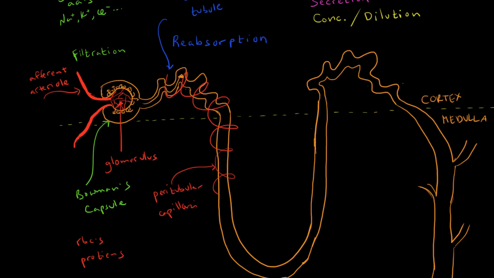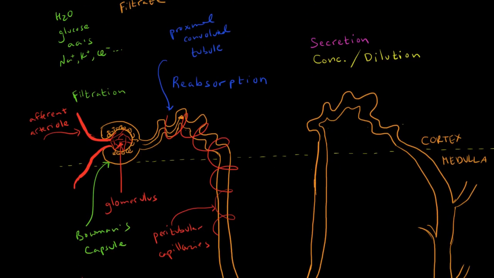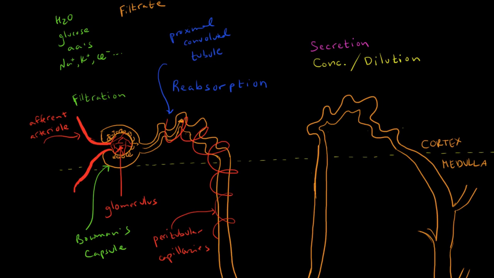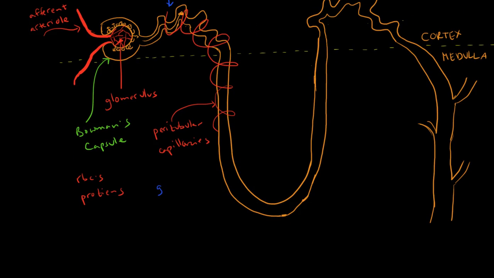And what's going to happen here in the proximal convoluted tubule is that certain substances will be reabsorbed from the filtrate back into the peritubular capillaries, and from the peritubular capillaries they're going to be reabsorbed into the bloodstream. So what will be reabsorbed here? Well, we want to keep all of our glucose. So glucose gets reabsorbed, in fact all of it. Some of the water gets reabsorbed, in fact about 60% of the water gets reabsorbed, and some ions will get reabsorbed here.